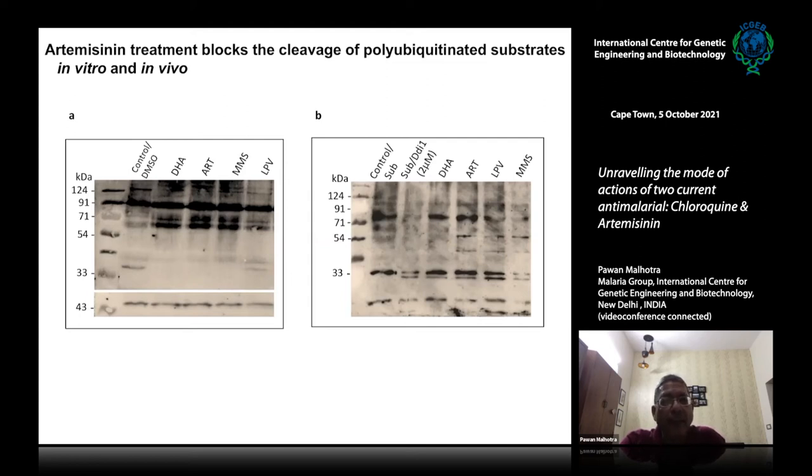If you see the panel, if you see the first control and compare with DHA and artemisinin, you could see that there was accumulation of polyubiquitinated substrate in the treated parasites as compared to the control DMSO. And this accumulation was probably due to blockage of PFDD1 protease activity. Now PFDD1 was not able to cleave the polyubiquitinated substrate. So these results clearly indicated that PFDD1 is an active protease, and artemisinin is blocking the protease activity of PFDD1 within the parasite as well as in vitro on a ubiquitinated substrate.